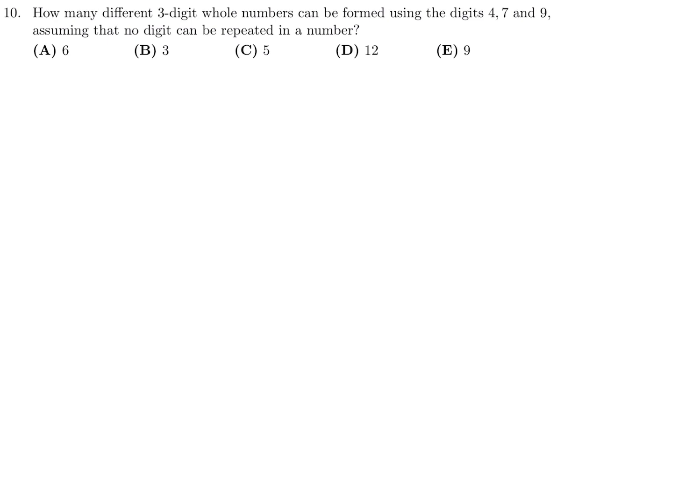How many different 3-digit whole numbers can be formed using the digits 4, 7, and 9, assuming that no digit can be repeated in a number? Well, let's just list them. 4, 7, and 9, 4, 9, and 7. 7, 4, and 9, 7, 9, and 4. 9, 4, and 7, 9, 7, and 4. And I think that's it. So that's 6 of them. So number 10, the answer is A.